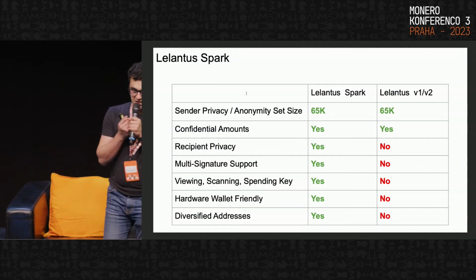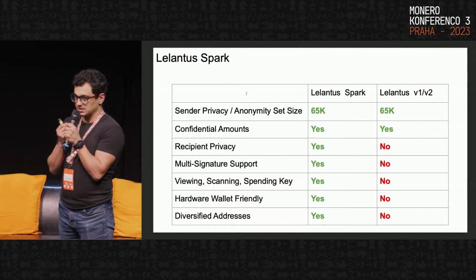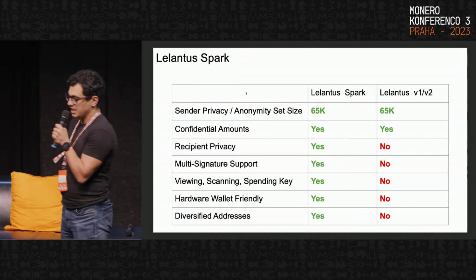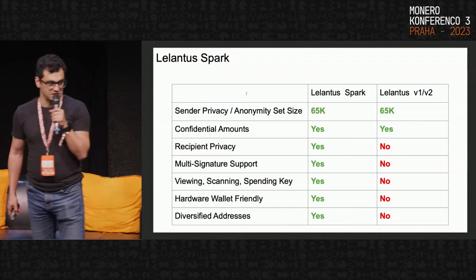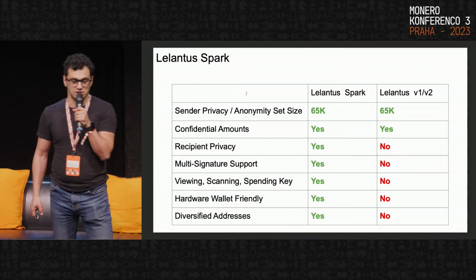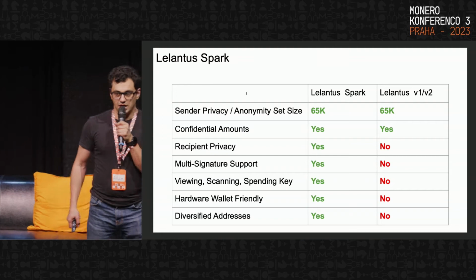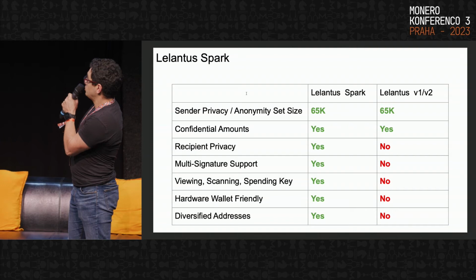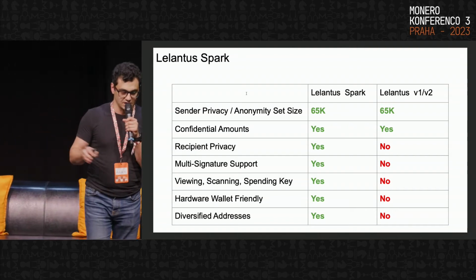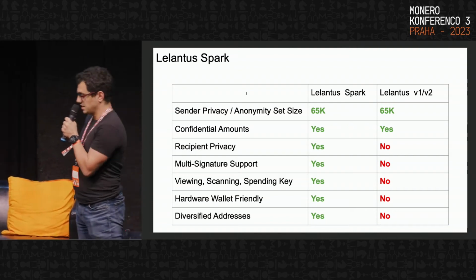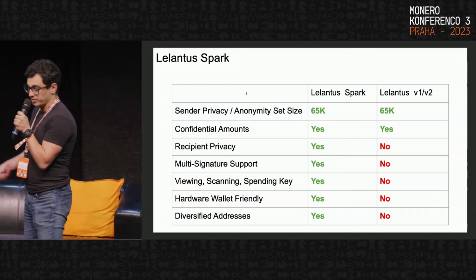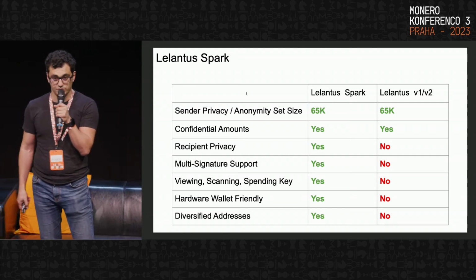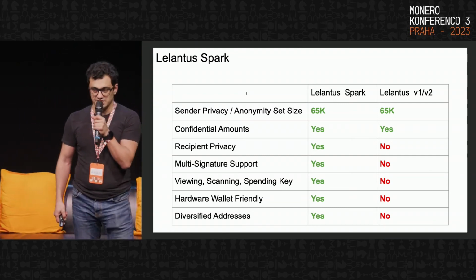So Lelantus was designed in 2019, and since then has been used by a few cryptocurrency projects such as Firo and Beam. And I believe it has also inspired the design of other privacy protocols such as Lelantus Mimblewimble, Triptych, and Seraphis. The initial version of Lelantus allowed scaling the anonymity set size to thousands of decoy coins. It also allowed confidentiality of amounts, but it lacked a very important privacy feature, recipient privacy.